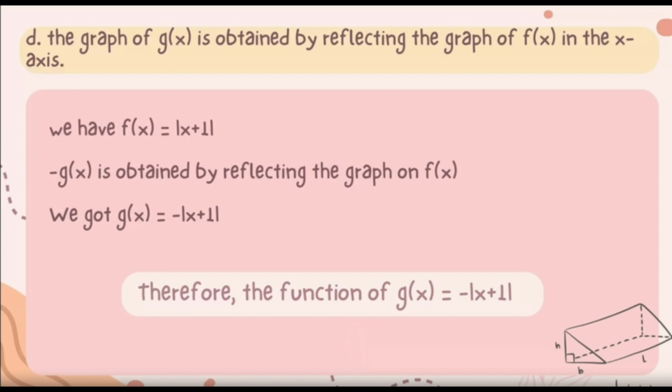We have f(x) equal to the absolute value of x plus 1, and g(x) is obtained by reflecting the graph of f(x), so we get g(x) equal to negative absolute value of x plus 1. Therefore, the function of g(x) is equal to negative the absolute value of x plus 1.